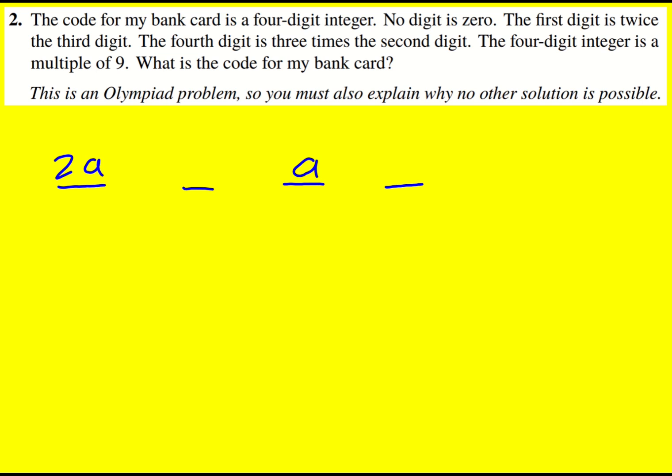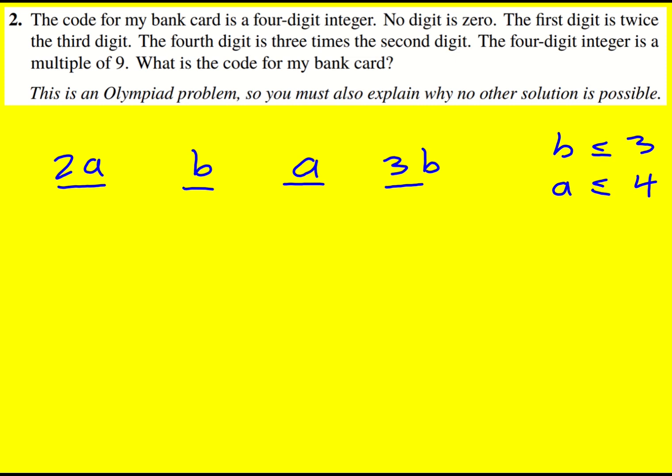The fourth digit is 3 times the second digit. So I called the second digit B, and then the fourth digit is 3B. Now you could note at the start that B is going to have to be less than or equal to 3, and A is going to have to be less than or equal to 4. I didn't actually do that.